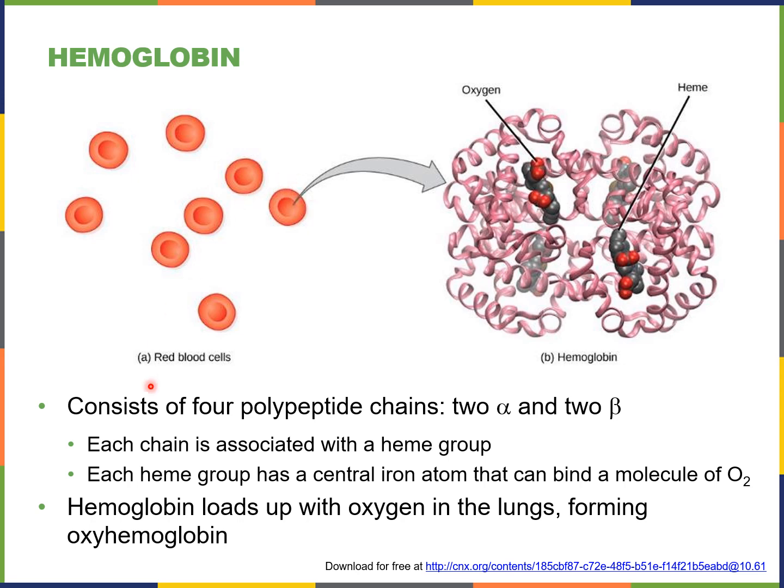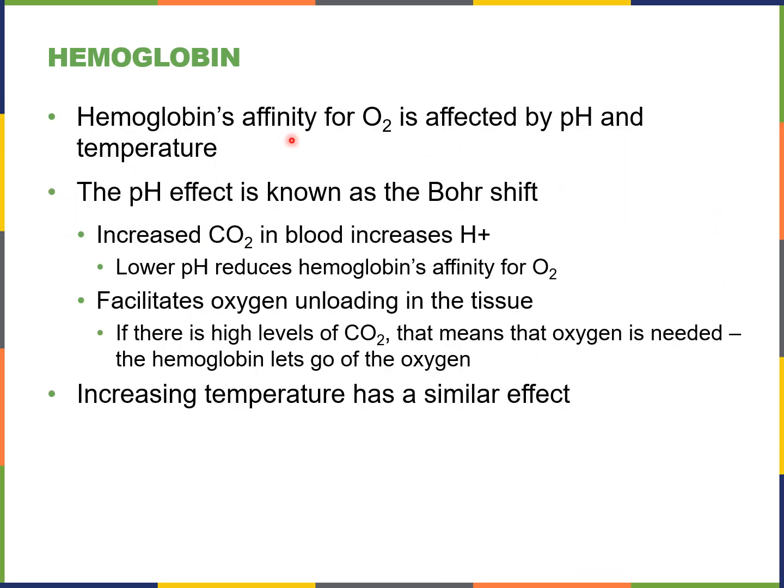And what happens is this hemoglobin loads up with oxygen in the lungs, and it forms what's known as oxyhemoglobin. Remember the oxyhemoglobin and deoxyhemoglobin, differentiating between our bright red and our darker red blood, our oxygenated or deoxygenated blood. So the reason why a hemoglobin wants to take up oxygen is actually affected by both our pH and our temperature.